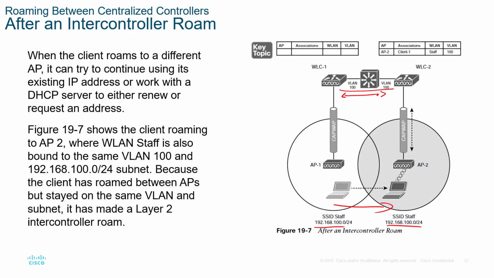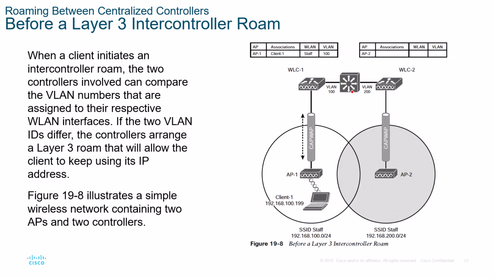So when the client goes from WAP 1 to WAP 2, because the client has roamed between the APs but has stayed on the same network, it should allow for that intercontroller roaming. Again, the controllers should be sharing information.